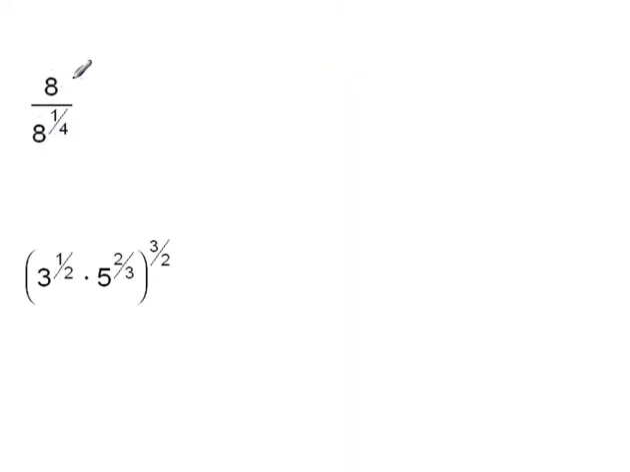Next, since the bases are the same, remember this is 8 to the first on the top. So if I subtract those exponents, it's going to be 8 to the 3/4. And that would be the answer for that one. Next one, we're going to distribute the 3/2. So it's going to be 3 to the 3/4, 1/2 times 3/2, times 5 to the first. 2/3 times 3/2 is 1. And again, since these bases are totally different, that's as far as we can go.